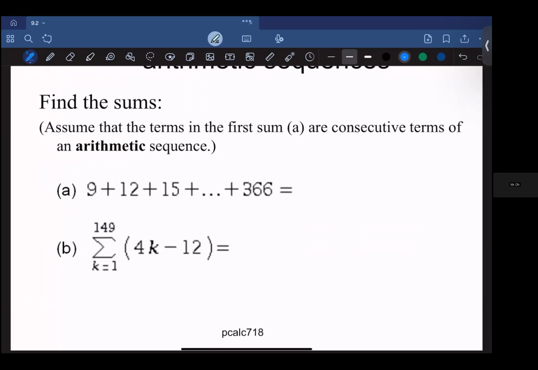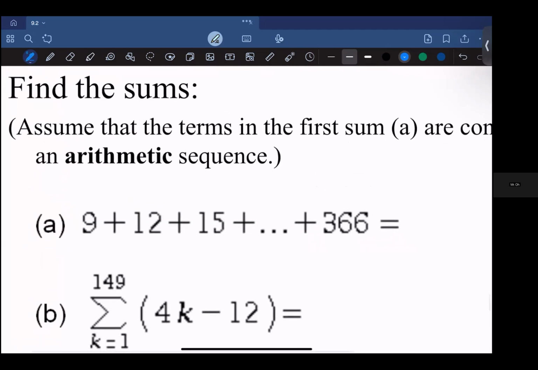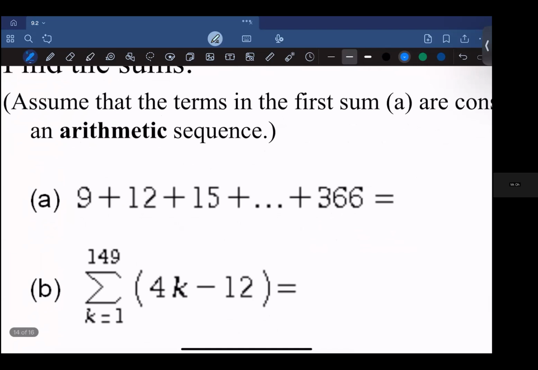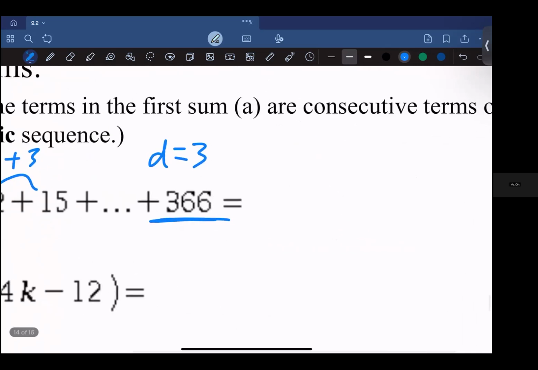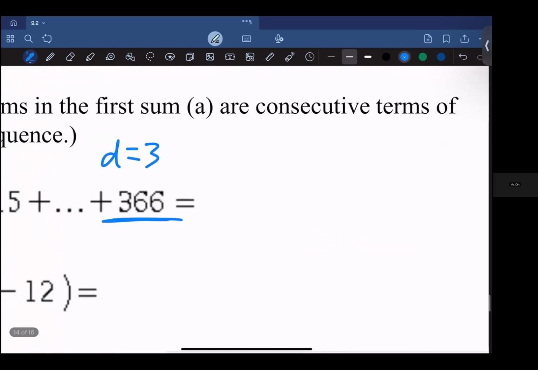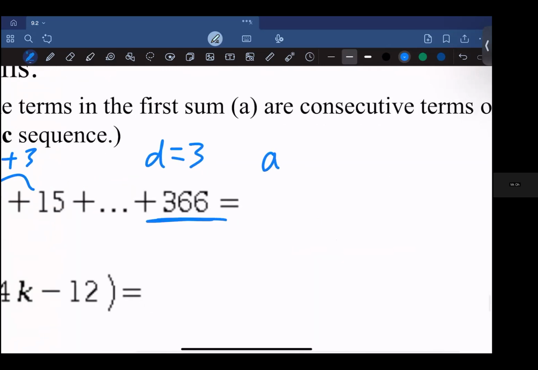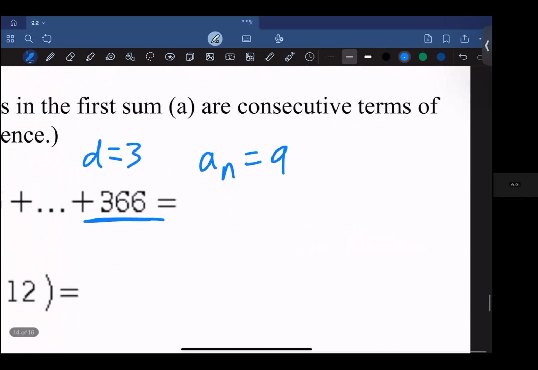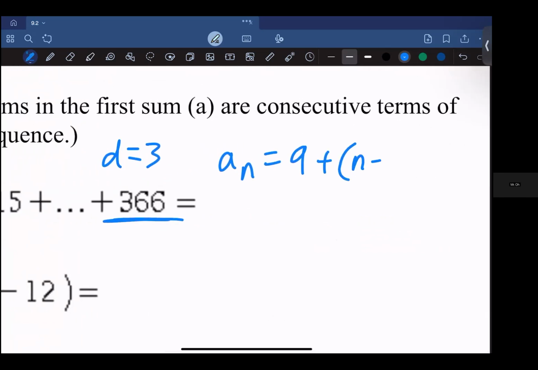All right, so let's do letter A. I have 9, 12, 15, all the way up to a huge number of 366. First inclination, always: we're detectives. What is happening here? I'm seeing a common difference of 3. What else do I know? I know that my A1 is 9. Cool. So I would have an equals 9 plus (n minus 1) times 3.